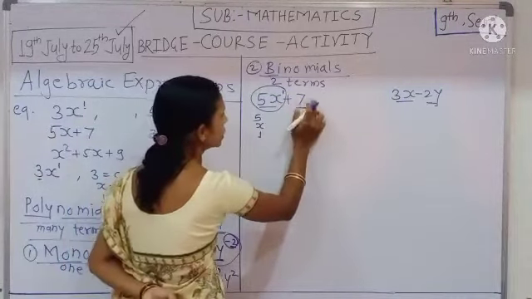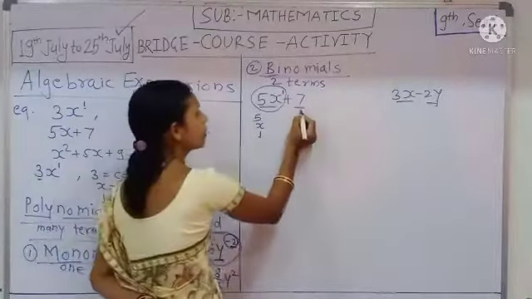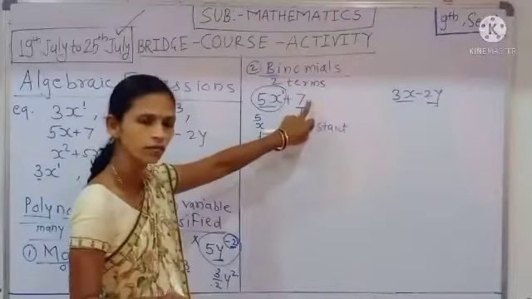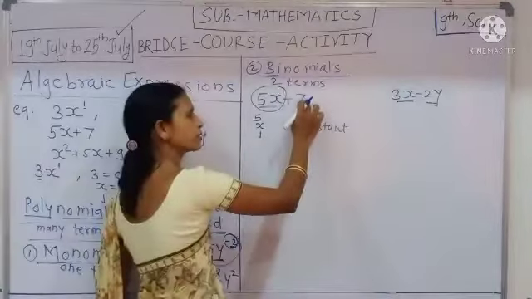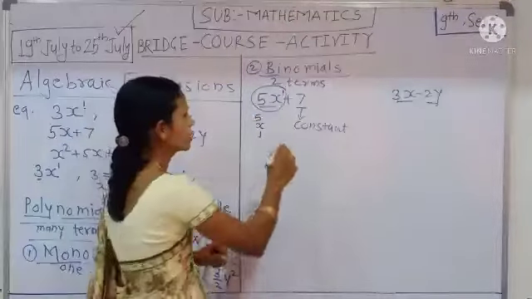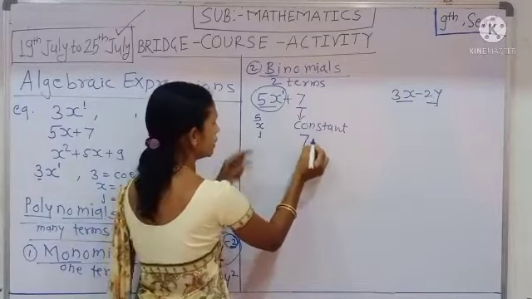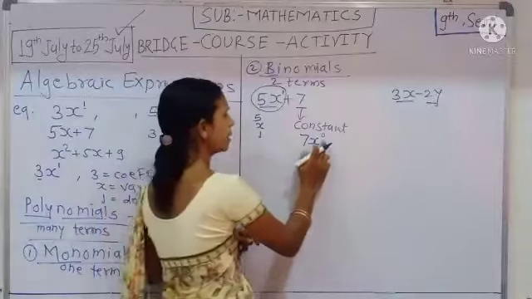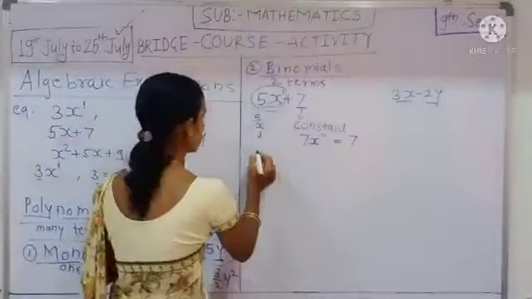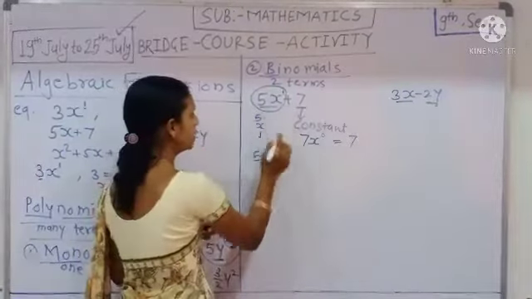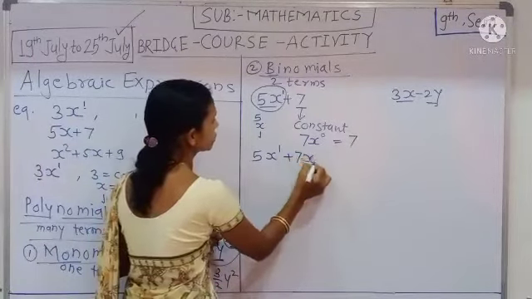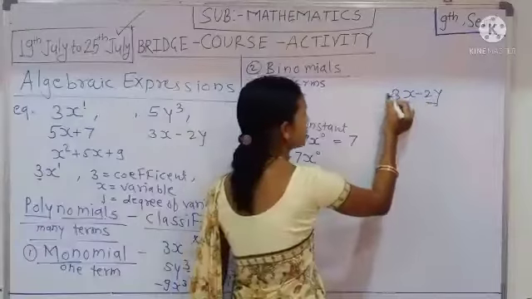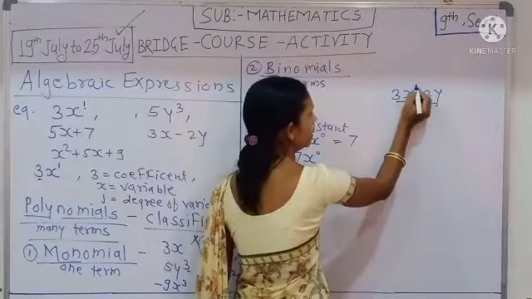Then here 7 does not contain a variable, and that term is called a constant term. When a variable is not there in the term, that term is a constant term. But we can write this term using a variable and its degree. For example, the constant term can be written as 7x raised to 0, where the degree of the variable x is 0, and x raised to 0 is 1, so it means 7. Therefore, this binomial we can also write as 5x raised to 1 plus 7x raised to 0. That is the standard form or general form of the polynomial. Similarly, in the other binomial there are also two terms, in which 3 is the coefficient, x is the variable, and the degree is 1.